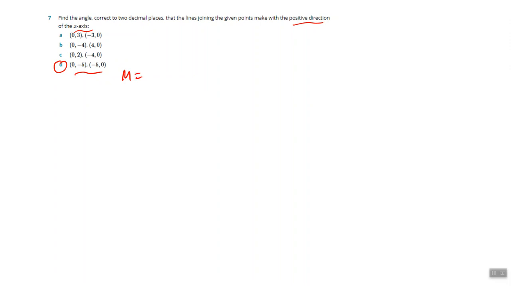If I were to find the gradient of this line, I go y2 minus y1, 0 minus 5, over x2 minus x1, so minus 5 minus 0. So that comes to positive 5 over negative 5, which gives you -1. Now, you've got to be really careful with negative gradients.